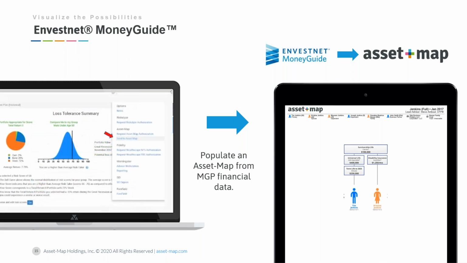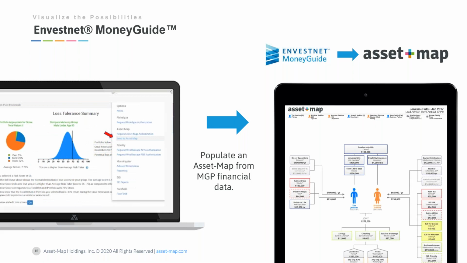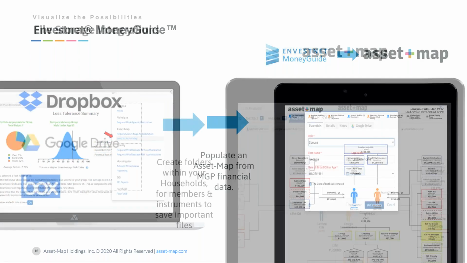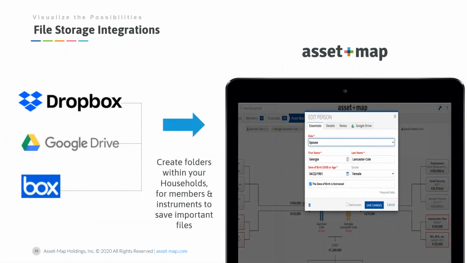Okay. All right, continuing on. Here we go. Continuing on, we also have file storage integrations. We have 3 different options that you can use: Dropbox, Google Drive, and Box. And the great thing here is that all of our file storage integrations function relatively the same.